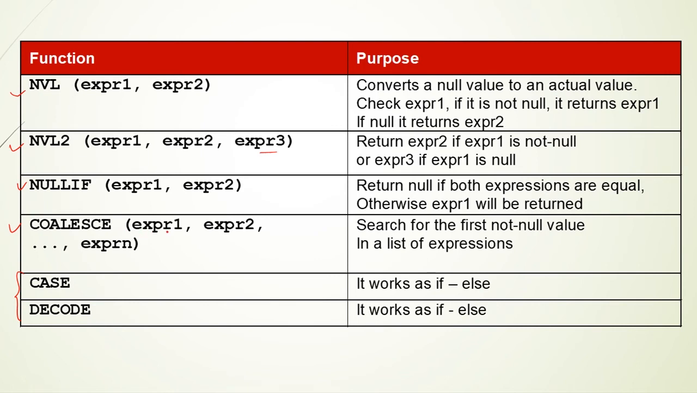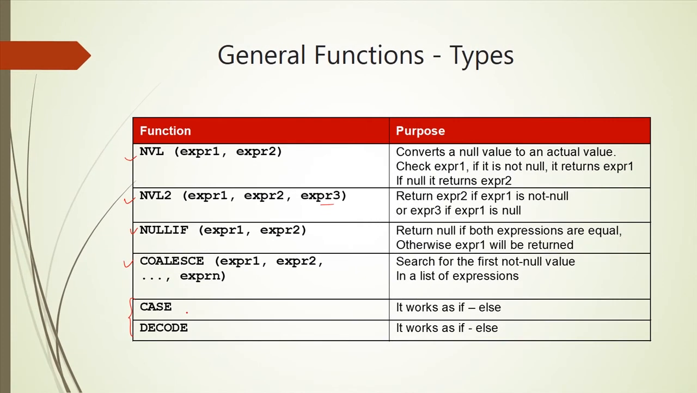If expression 1 is not null, it will be returned. If it is null, the function will check expression 2. If it is not null, expression 2 will be returned. If it is null, it will check the third expression, and so on. It returns the first not null value in the list. CASE and DECODE are similar to an if-else statement and will be discussed in the next lesson.